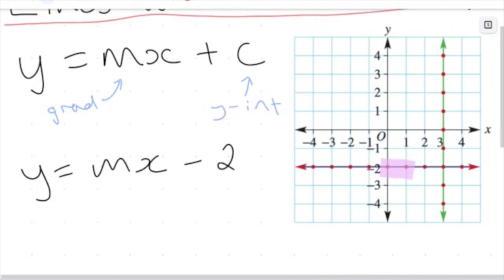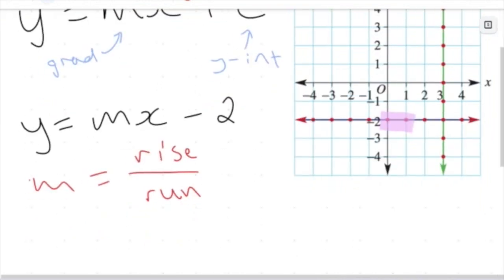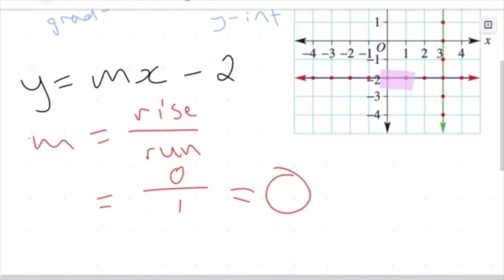So let's take, for example, from here to here. If I wanted to come up with my gradient, that's my rise over my run. How far have I run from these two red dots? Well, I have gone 1 unit. And how much have I risen? I've risen 0 units. So if I do 0 divided by 1, what does that give me as my gradient? Well, it gives me 0. So a gradient of 0 here means I'm going to get y equals, instead of m, 0 times x minus 2.